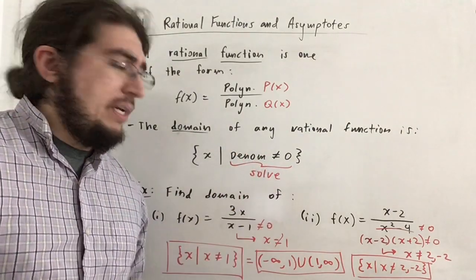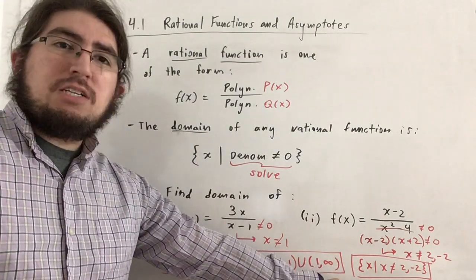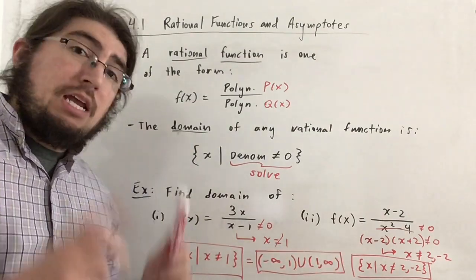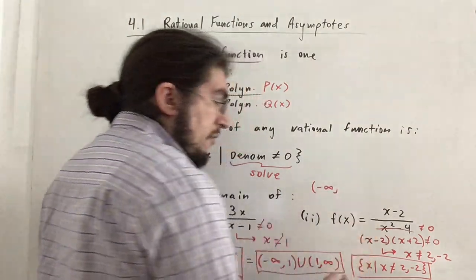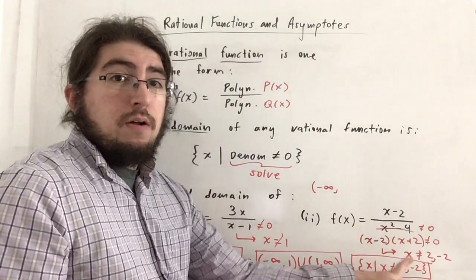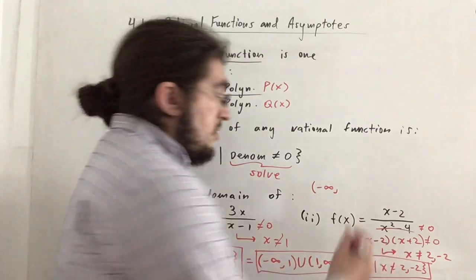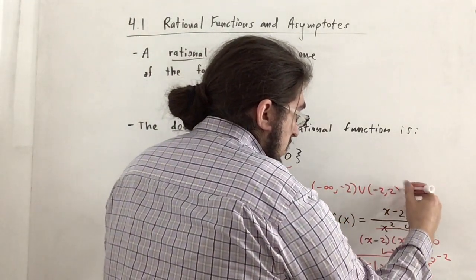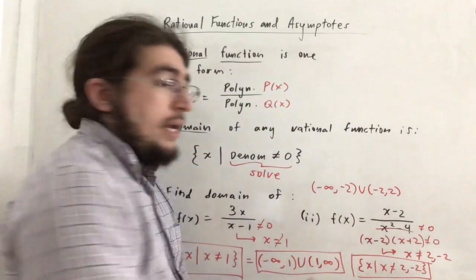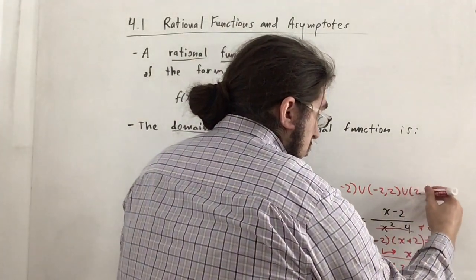Now before I move on to the next screen though, I want to write this answer for the second part of this example in interval notation, and here's what it is. So we'd be going from negative infinity to one of these numbers. First we hit negative 2, then we go from negative 2 to 2, that's the next number in line, and then union 2 to infinity.